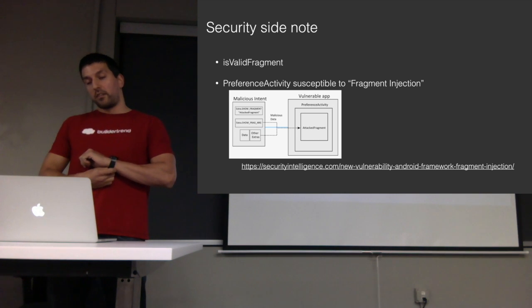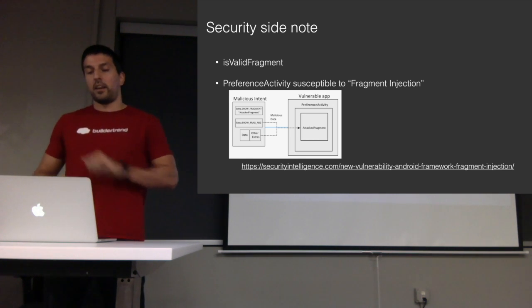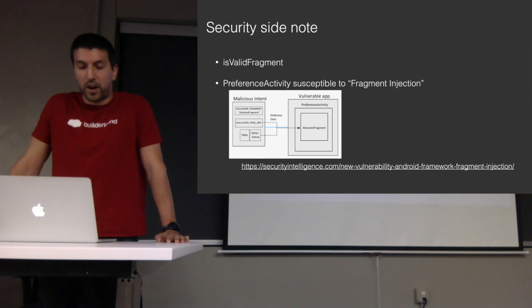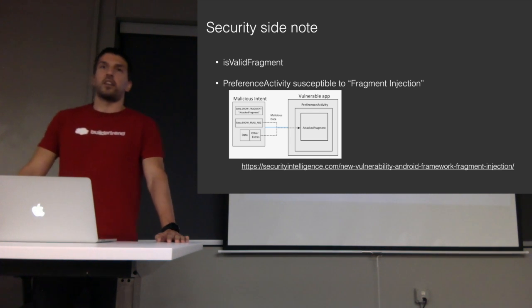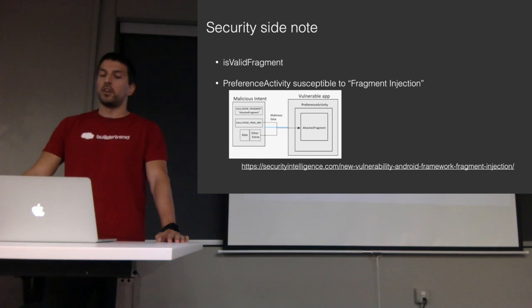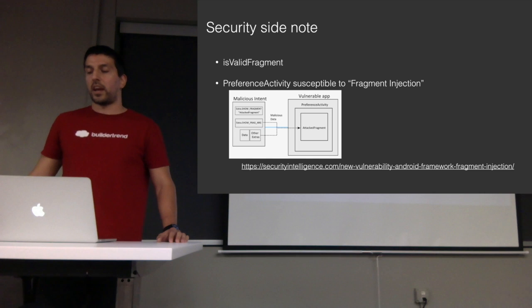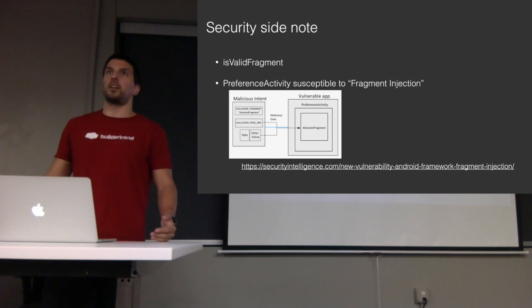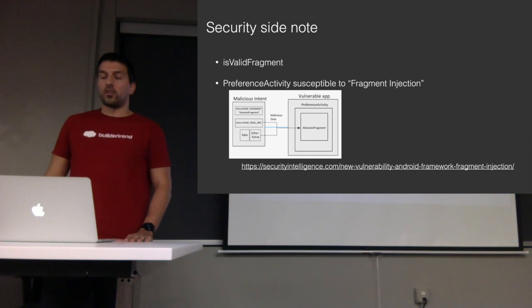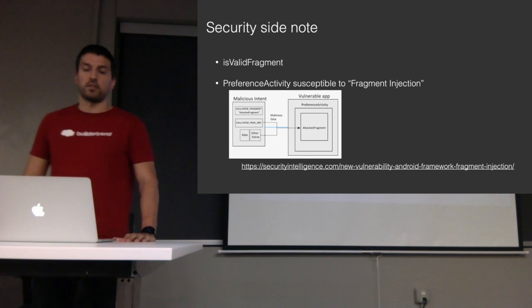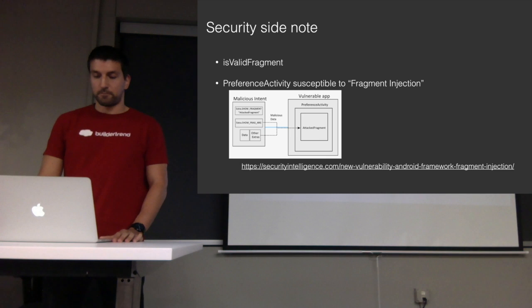And Google's fix for that was to add a protected method called isValidFragment, which you had to override in your preference fragment and return true to prevent some arbitrary fragments in your app from being loaded. This is a very specific case, but it just goes to show that when something is out of your control that doesn't need to be out of your control, you're at the mercy of the framework being updated.